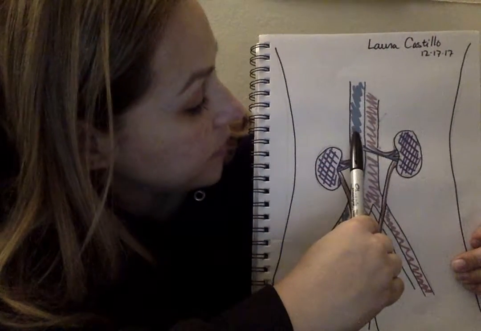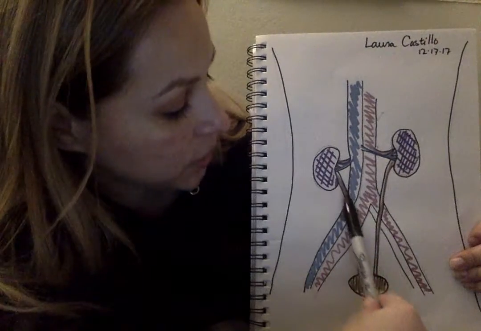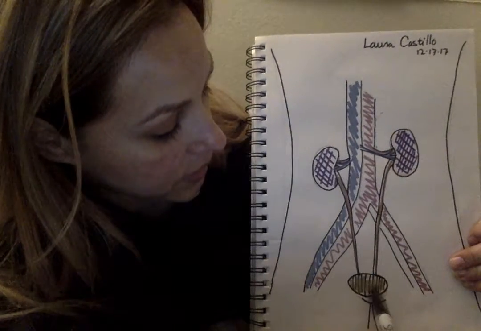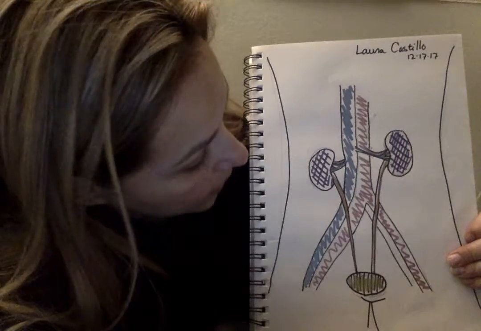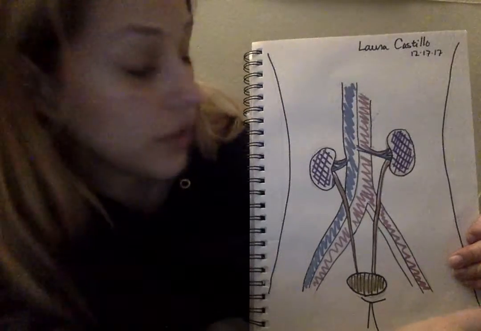and it goes back toward the heart through the inferior vena cava. And all the waste that's been collected during that whole process is excreted out through our ureters and into our urinary bladder, eventually out through the urethra. And that's basically our urinary system.